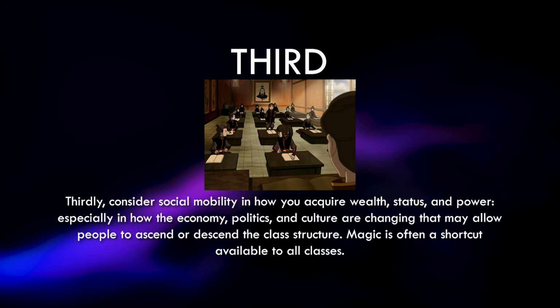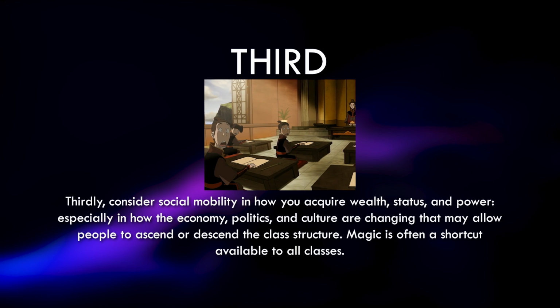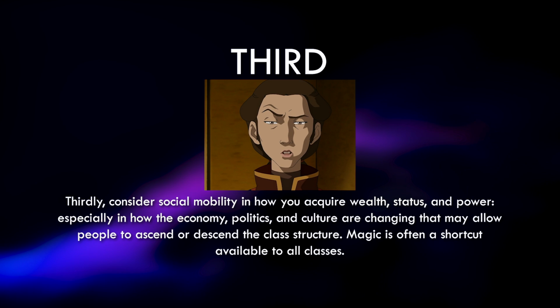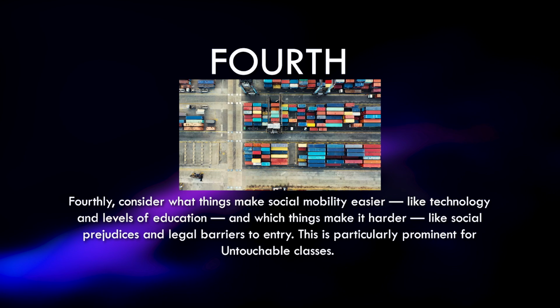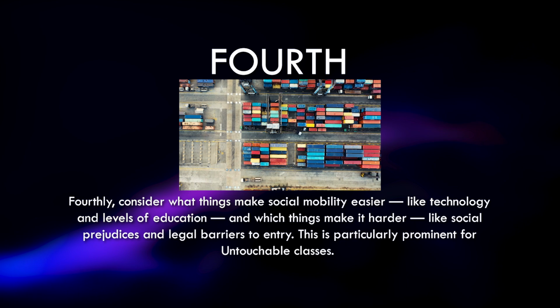Thirdly, consider social mobility and how you acquire wealth, status, and power, especially in how the economy, culture, and politics are changing that may allow people to ascend or descend the class structure. Magic is often a shortcut available to all classes. Fourthly, consider what things make social mobility easier, like technology and levels of education, and which things make it harder, like social prejudices and legal barriers to entry. This is particularly prominent for untouchable classes.